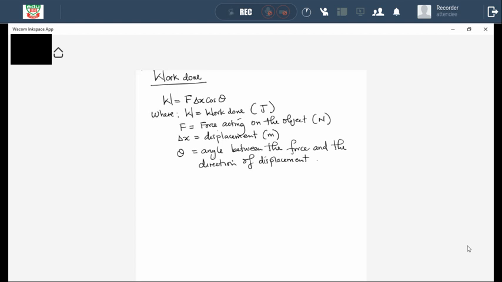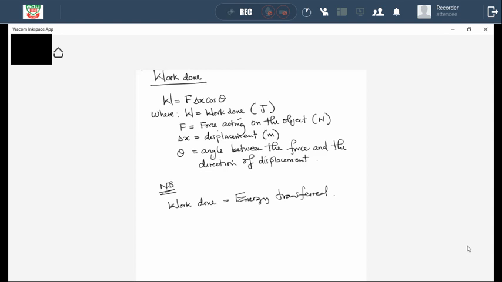And I wish to give you this very important point under NB, which says work done is equal to energy transferred. What this statement means is whenever we have work done, energy is transferred. Energy can be transferred from the object to the surroundings, or from the surroundings to the object. Is that okay?